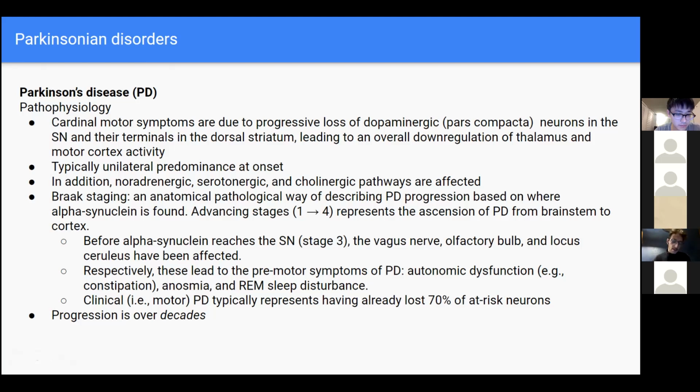And then, as I was saying, the clinical motor Parkinson's disease represents already pretty advanced alpha-synuclein spread, right? So when you're at the motor stage of Parkinson's disease, you've already lost 70% of your at-risk neurons. Another really important point about Parkinson's disease is that this progression occurs over the classic teaching of 5 to 10 years, but really over decades, right? From the early premotor all the way to the dementia and hallucinations stage of the disease.